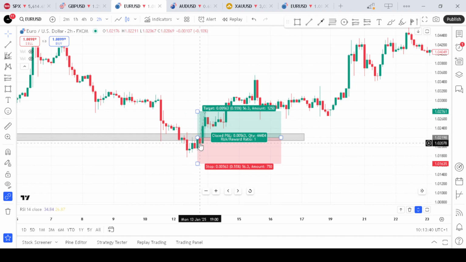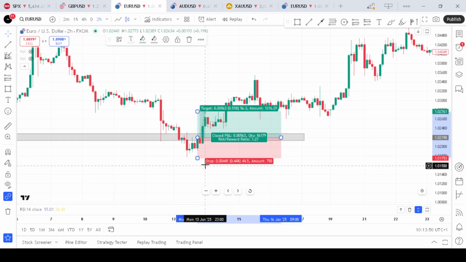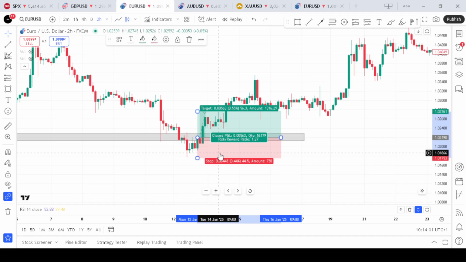And to protect our trade, we have to place a stop loss just below the low of the entire pattern. The stop loss should be placed just below the low of the entire pattern. This helps ensure that risk is limited, and if the reversal fails and the price continues downward, we take only a little bit of loss.